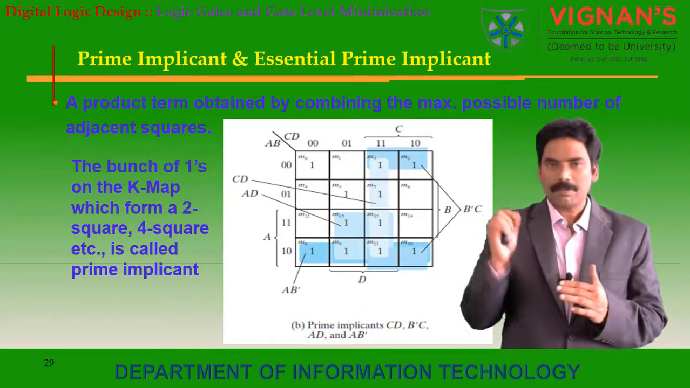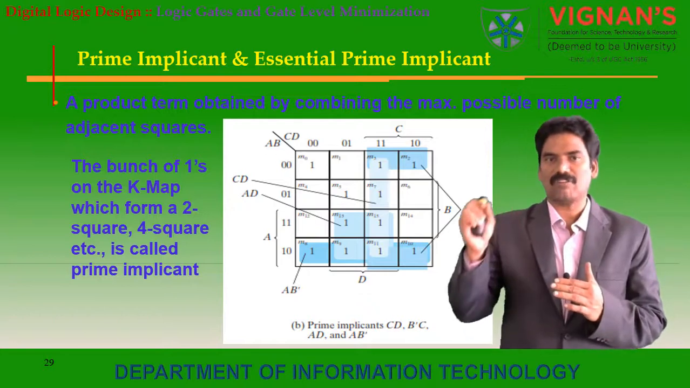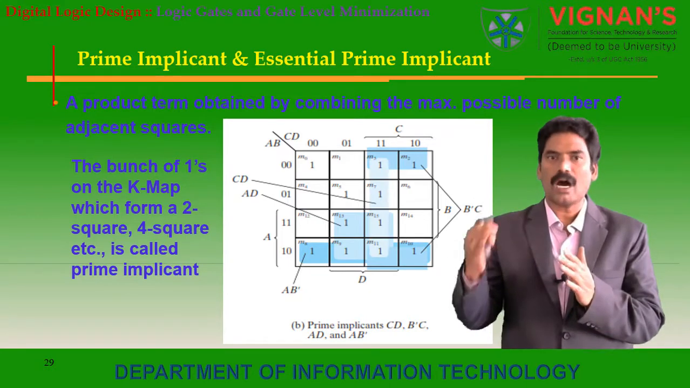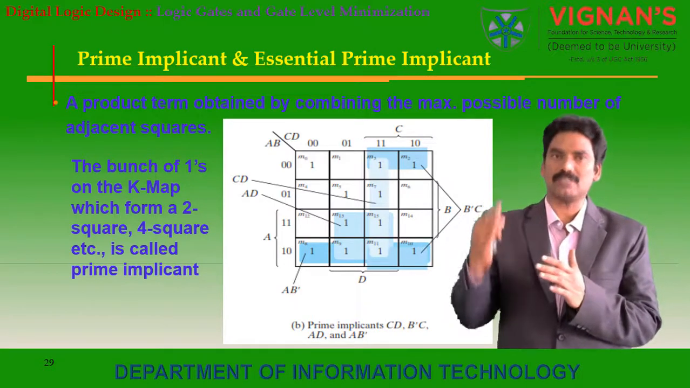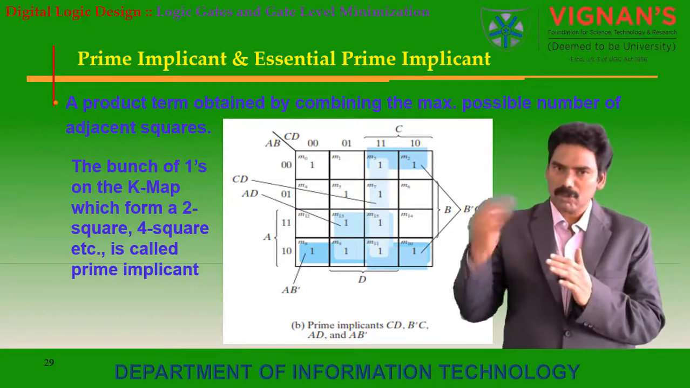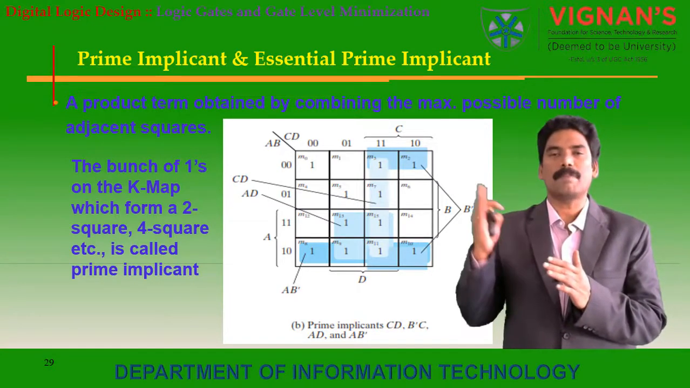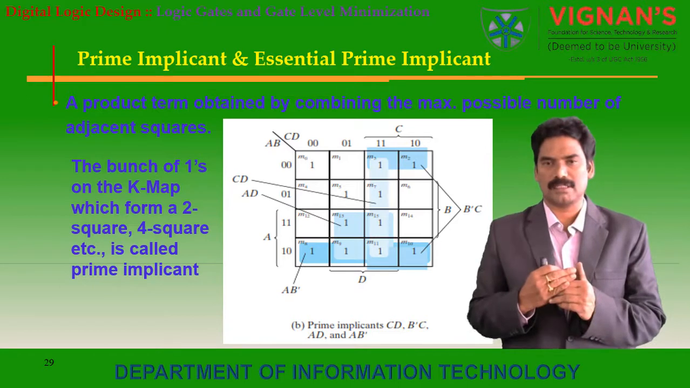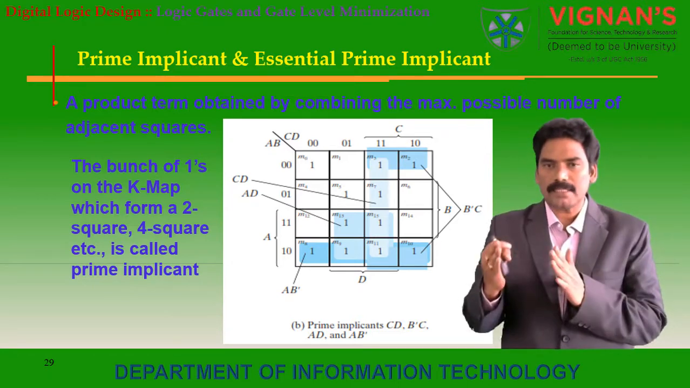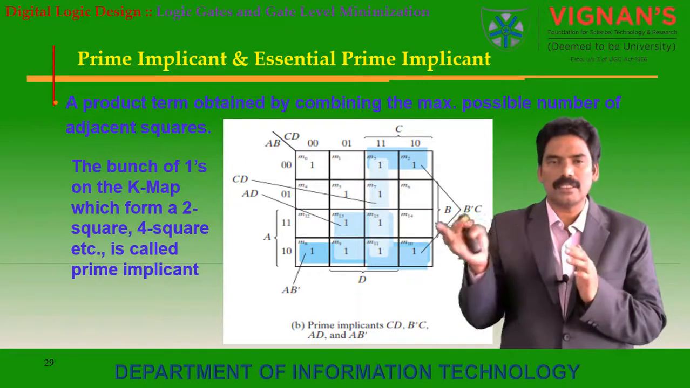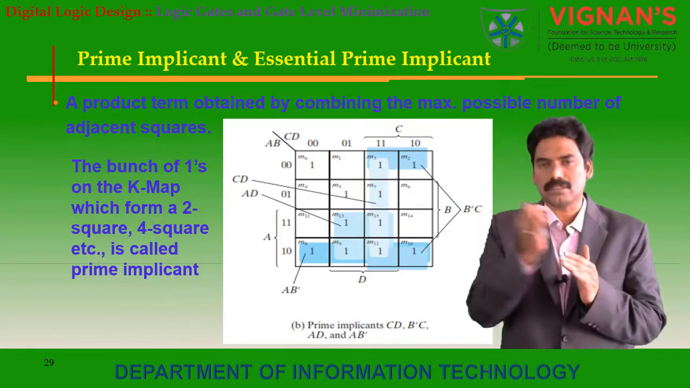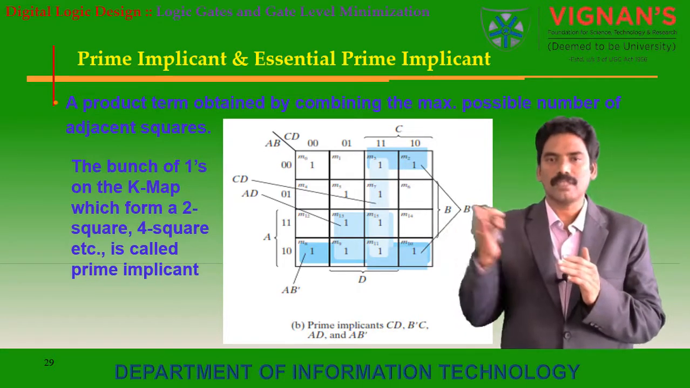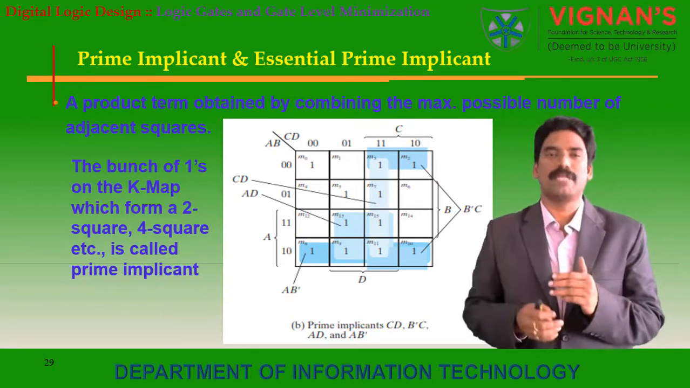Again, what is a prime implicant? The bunch of ones on the K map, either it is 2 square, 4 square or 8 square, which form a 2 square, a 4 square is called a prime implicant. Here, what are the prime implicants? There are 4 prime implicants in this. AB bar is the adjacent ones in the last row, and this CD belongs to 1 1. Like that, we have 4 prime implicants.